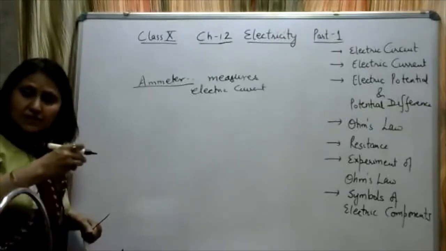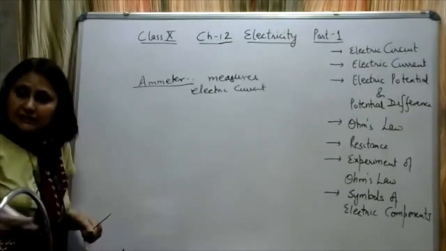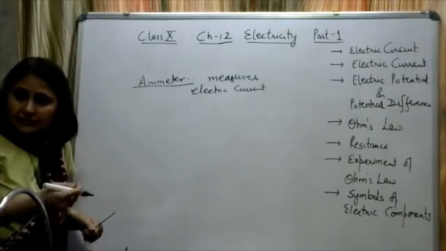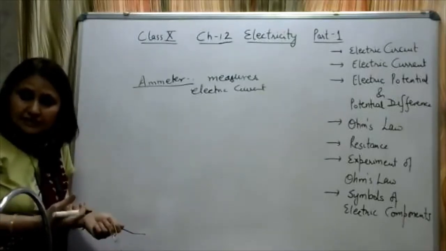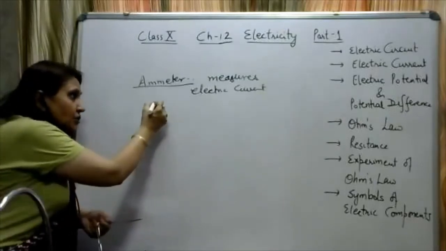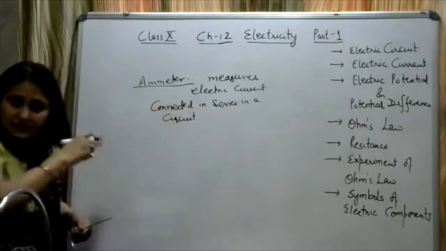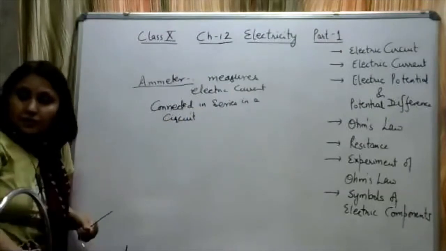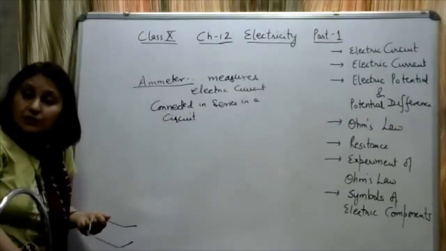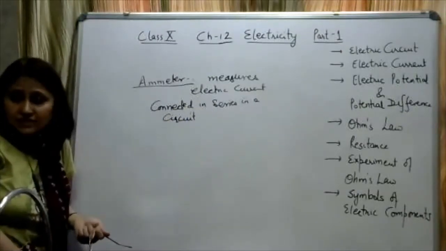Now series means one after the other, all the components are connected. Such a combination, we call the series combination. So it is connected in series in a circuit, that is, one after the other. Okay, why is it connected in series? Because it has very low resistance.